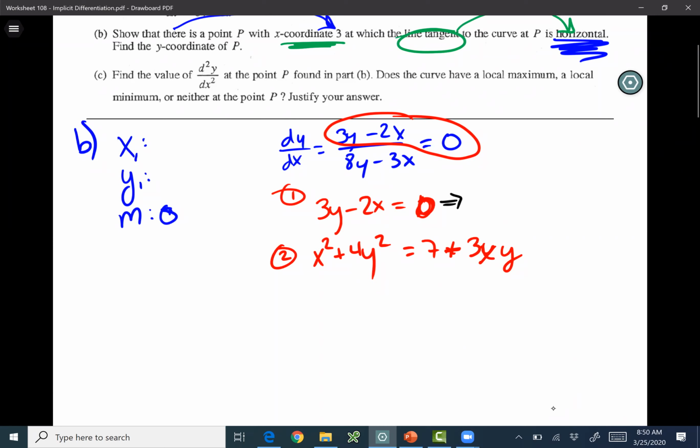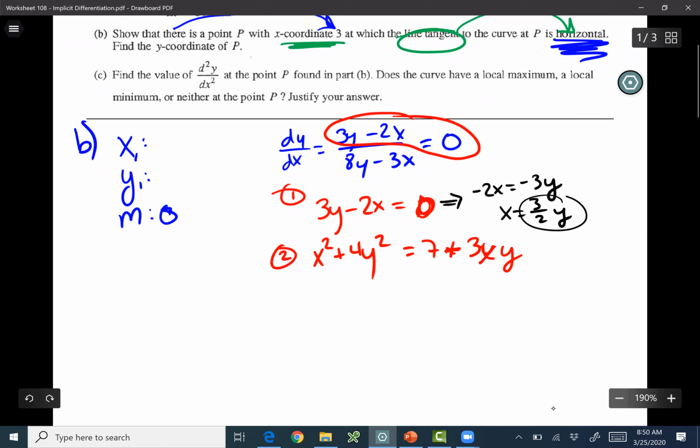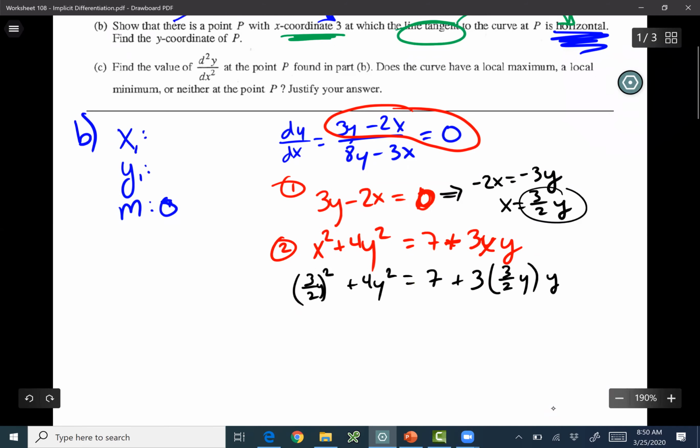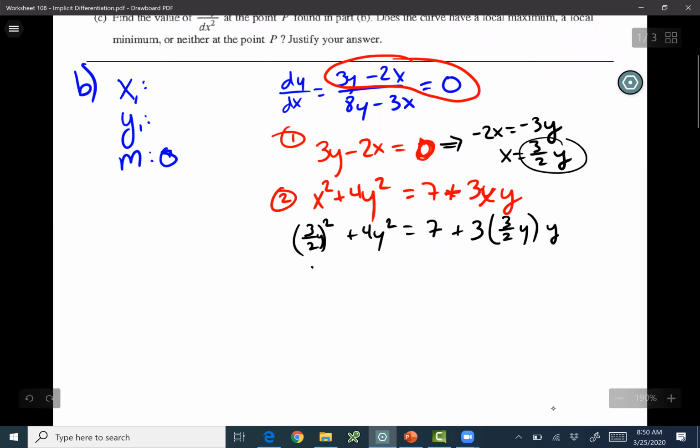I'm going to go ahead and solve for x. So it'd be negative 2x equals negative 3y. Divide by negative 2, we get x equals 3/2 y. And then we would plug this in anywhere we see x. So this would become 3/2 y squared plus 4y squared equals 7 plus 3 times 3/2 y times y. We're going to square everything, so this becomes 9/4 y squared plus 4y squared equals 7 plus 9/2 y squared.